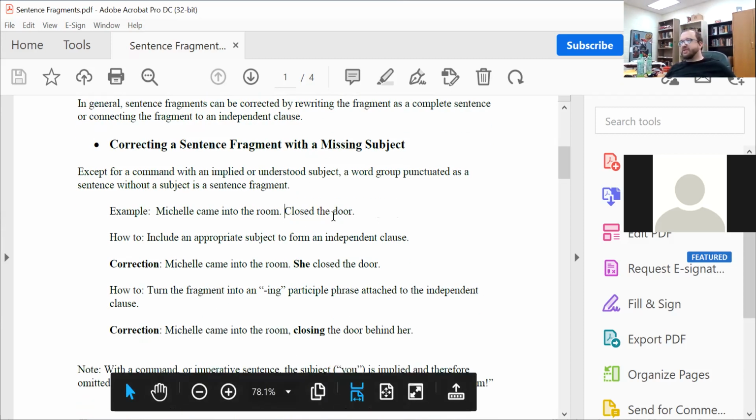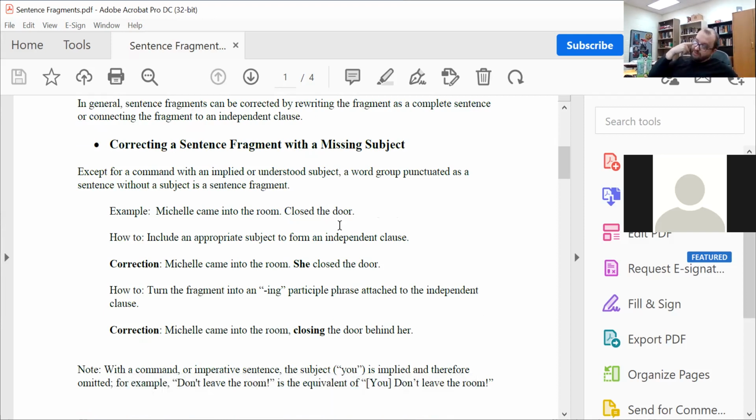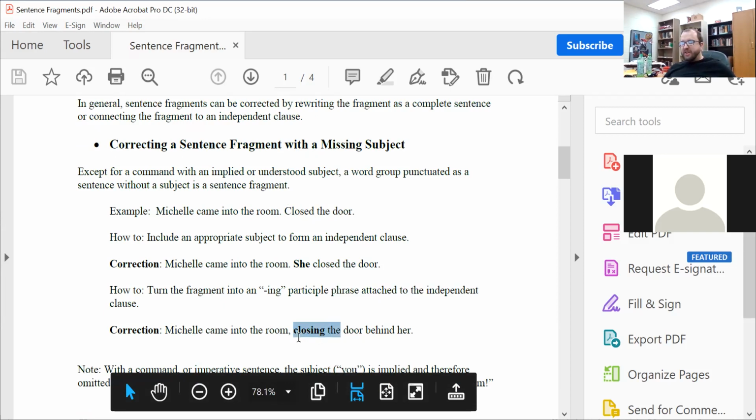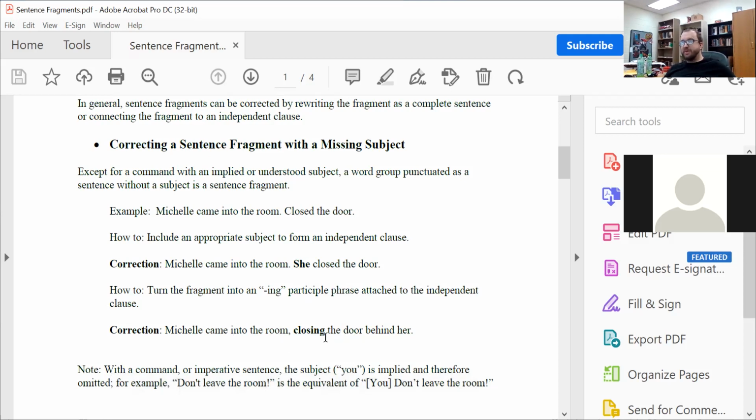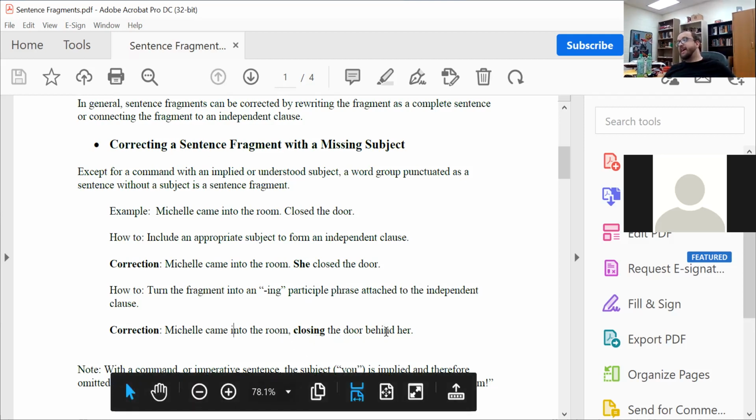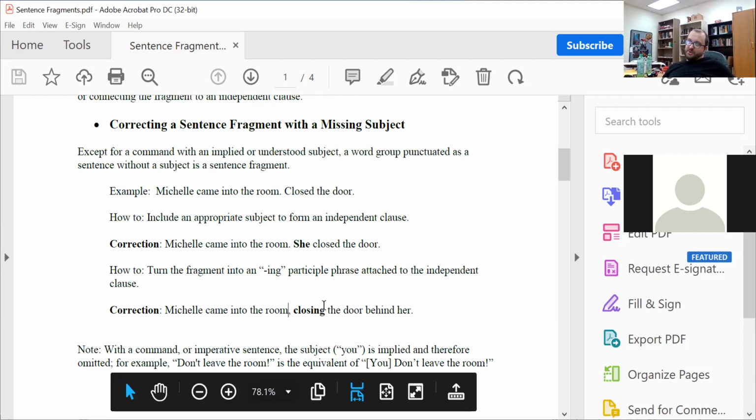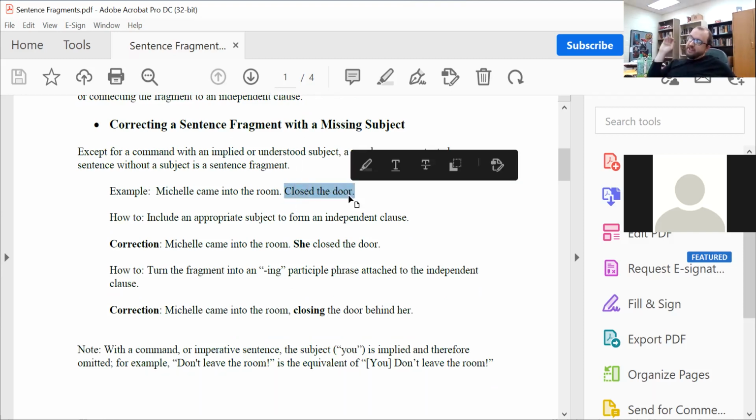So if you do have problems with sentence fragments, there's lots of ways that you can go in and fix it. As you see, this person put a comma and added an ing on. So Michelle came into the room, comma, closing the door behind her. So she puts a comma there because it's a phrase after it. So avoid making these sentence fragments, these incomplete sentences.